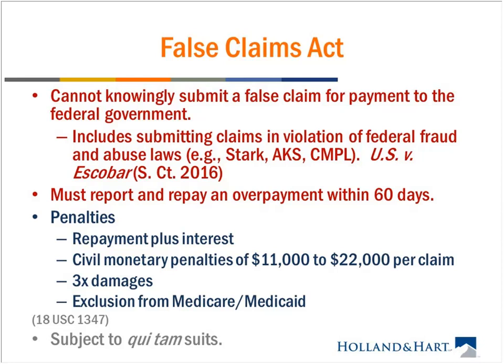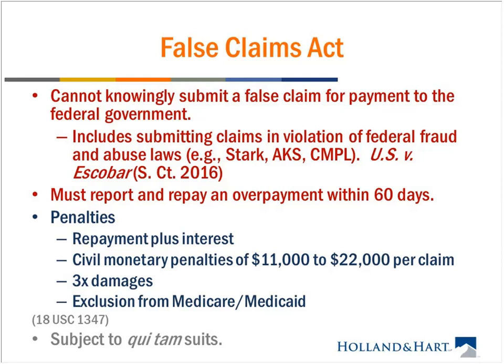The first and most important law that you always need to be concerned about is the False Claims Act, which says that you can't knowingly submit a false claim for payment to the federal government. Now, a false claim is defined to include not only a claim that you know wasn't accurate when you submitted it, but also if you are not complying with the rules governing that claim, including the STARK law or the anti-kickback statute or the civil monetary penalties law. Therefore, if you have a violation of STARK, the AKS, or the civil monetary penalties law, then that can create a false claim, which requires an overpayment.